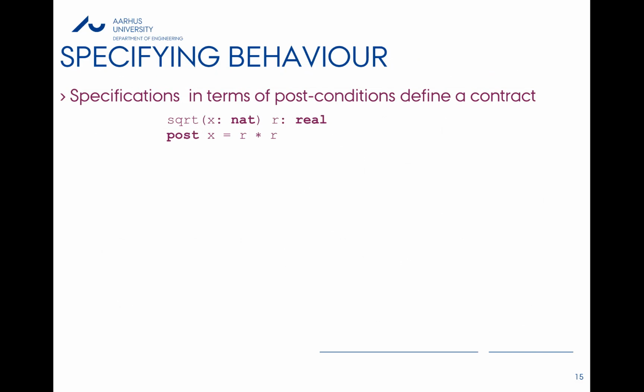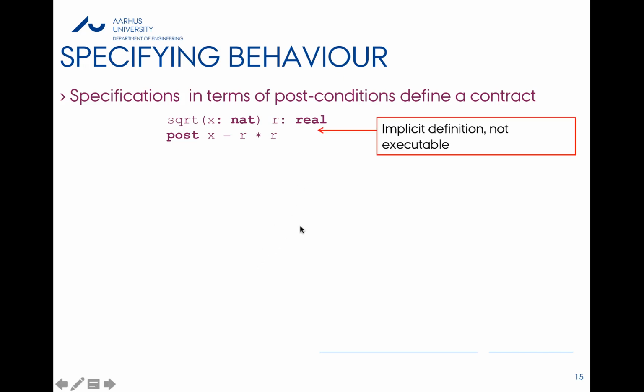When you want to specify behavior, it can be done in terms of postconditions, like a contract. So if you want to take a square root of some number and getting some number back, essentially it's the same as the number that multiplied by itself. This is an implicit style. We cannot execute that in a tool like Overture.